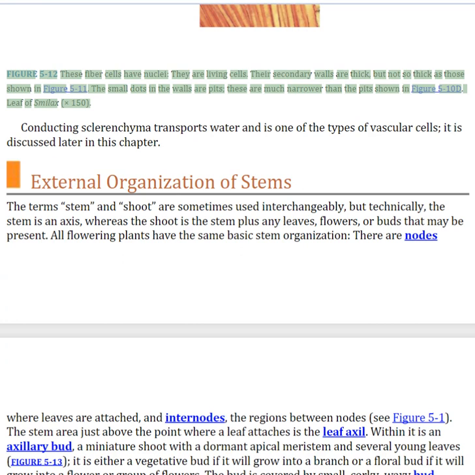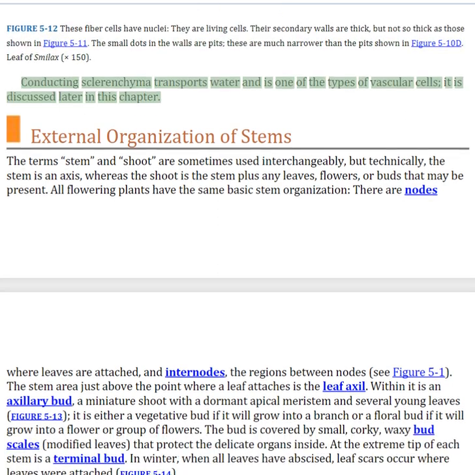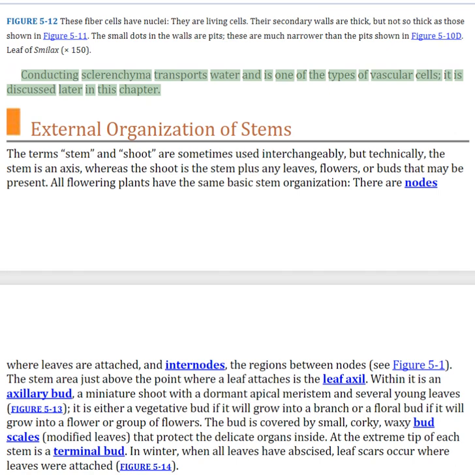Figure 5.12. These fiber cells have nuclei. They are living cells. Their secondary walls are thick, but not so thick as those shown in Figure 5.11. The small dots in the walls are pits. These are much narrower than the pits shown in Figure 5.10d. Leaf of Smilax. Conducting sclerenchyma transports water and is one of the types of vascular cells. It is discussed later in this chapter.